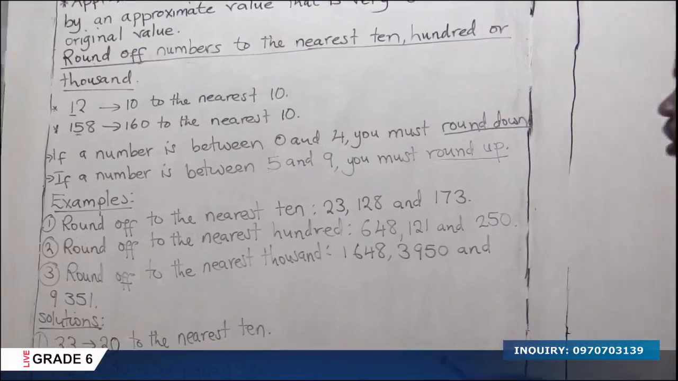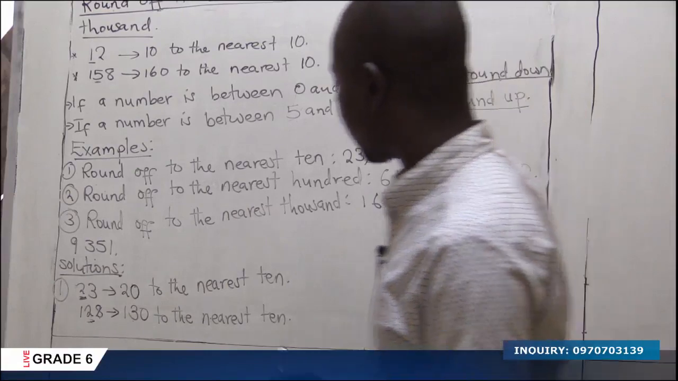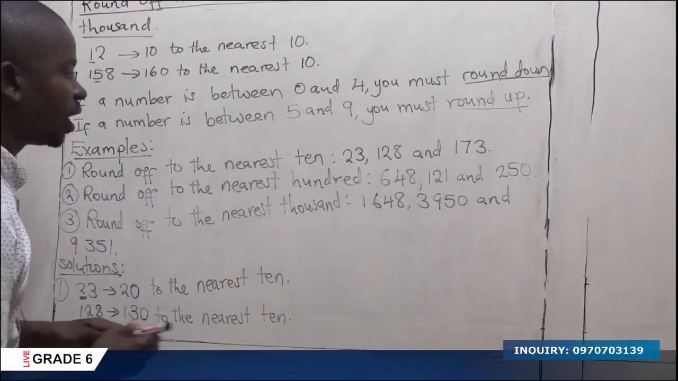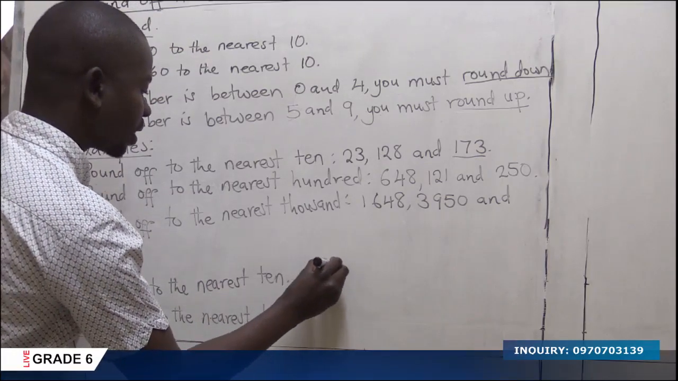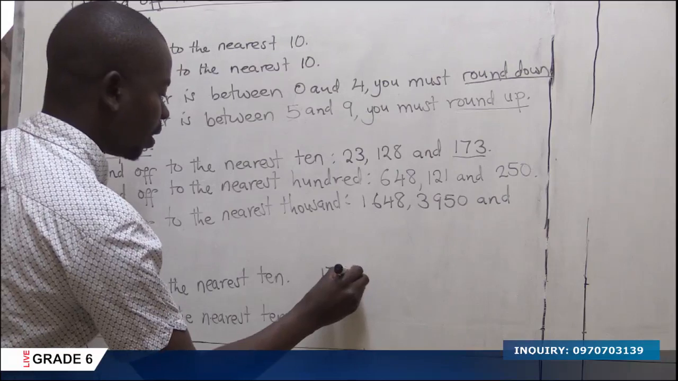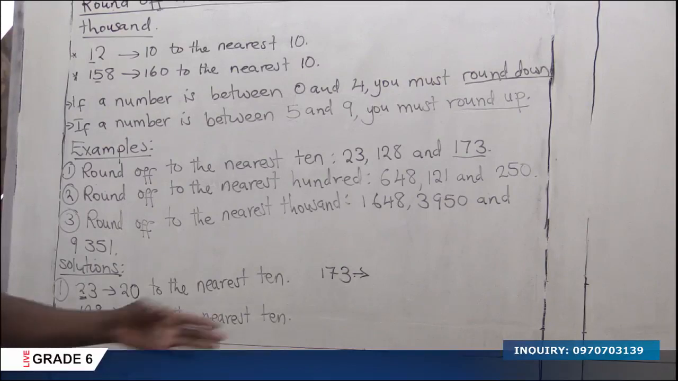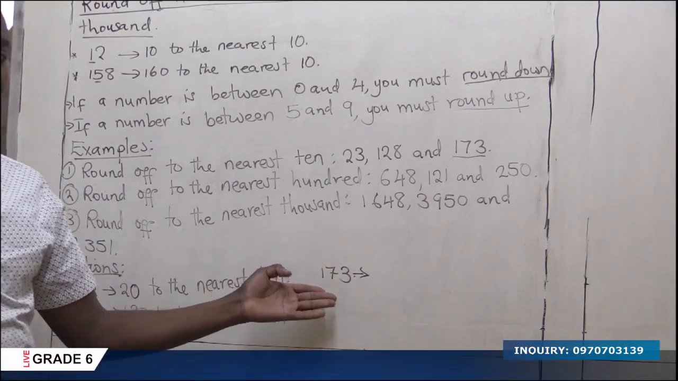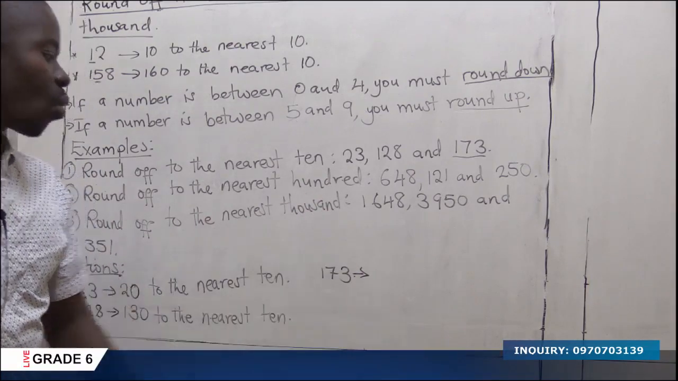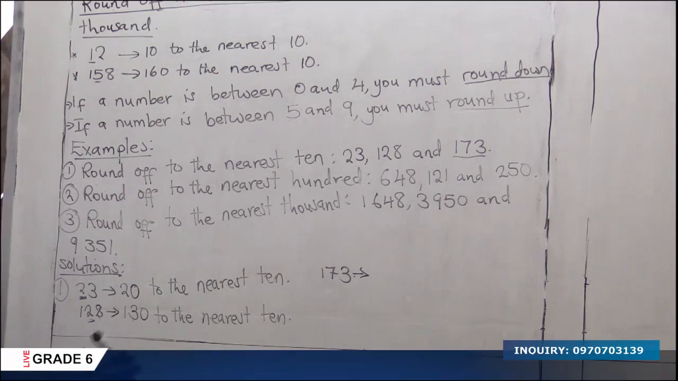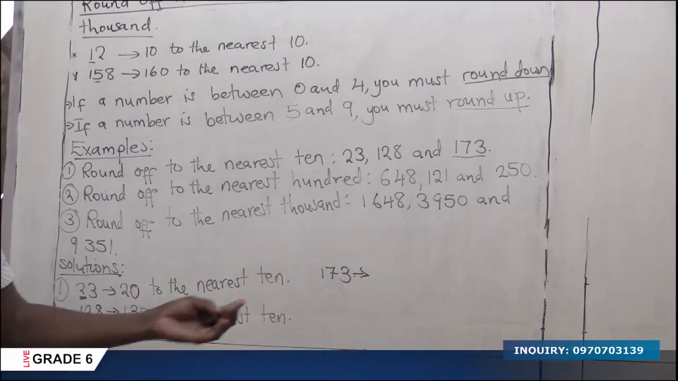So let's look at how we can round off to the nearest 100. But before we go there, there's a number that we haven't yet answered, which is 173. We must round off 173 to the nearest 10. Boys and girls, how do we change 173 to the nearest 10?